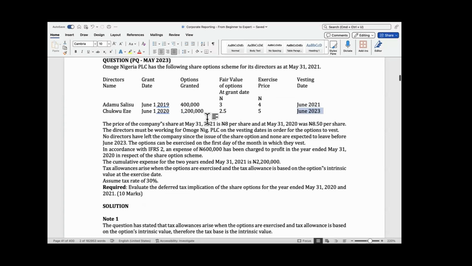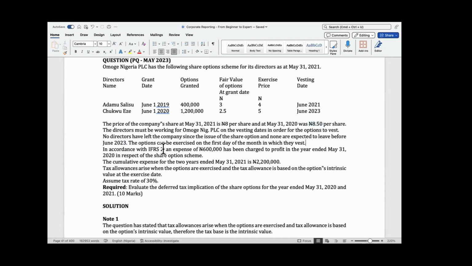We're now told that the price of the company's shares at the end of 2021 is 8 naira, and at May 2020 is 8.5 naira per share. The directors must be working for Omoge on the vesting date in order for the options to vest. No directors have left the company since the issue of the share option, and none are expected to leave before June 2023. The option can be exercised on the first day of the month in which they vest.